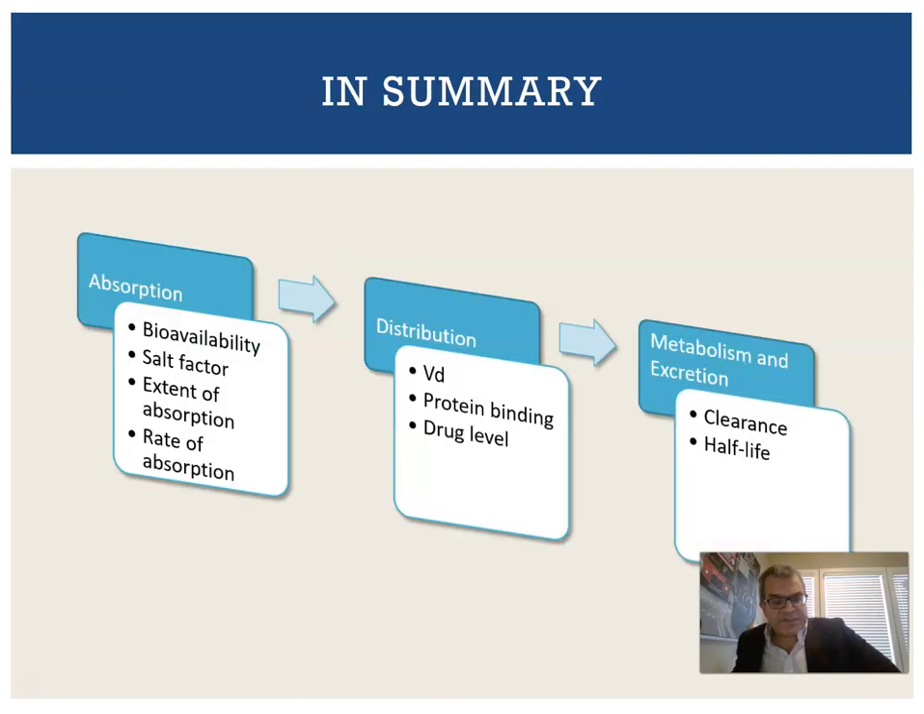In summary of this section, the journey of the drug in the body, pharmacokinetics, involves absorption, distribution, metabolism, and excretion. In absorption, we talked about bioavailability, salt factor, extent of absorption, and rate of absorption. In distribution, we talked about volume of distribution, protein binding, and drug levels. And in metabolism, we talked about the concept of clearance and half-life.